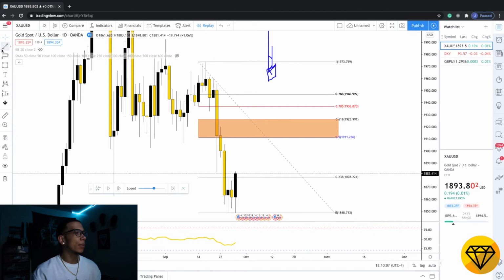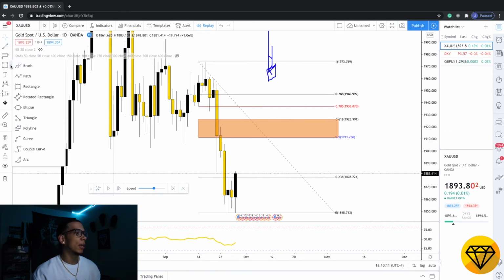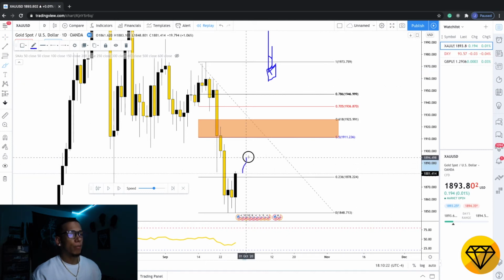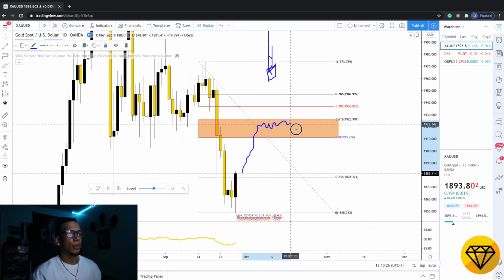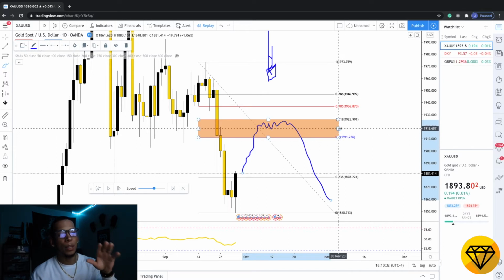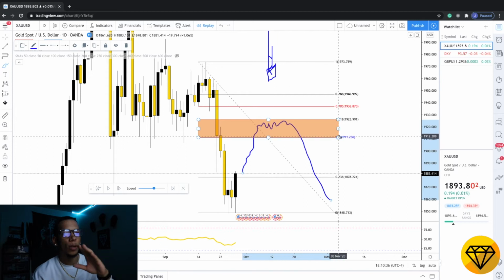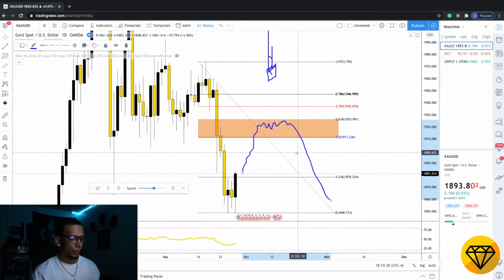Typically, price will come up here, wick out, wick out, wick out, and then come back down. I say typically because obviously the market is not perfect. That's why it's called the golden zone. It's the 50% to the 618. Right here is what you want to mark out.